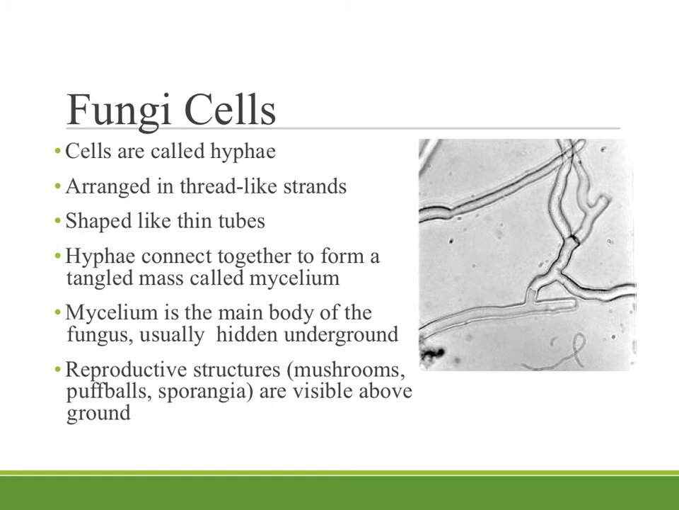The cells of a fungi are called hyphae, and they are arranged in thread-like strands or filaments. They basically look like thin tubes, as you can see over here in this microscope image. The hyphae connect together to form a tangled mass called a mycelium, and the mycelium is the main body of the fungus, and we usually don't see that. It's what's hidden underground or under the layer of leaves out in the woods. The reproductive structures, that's the mushrooms or the puffballs that we see visible above the ground. But that's not really the whole fungus. Most of the fungus is the mycelium that is spreading out over a huge area underneath that reproductive structure.